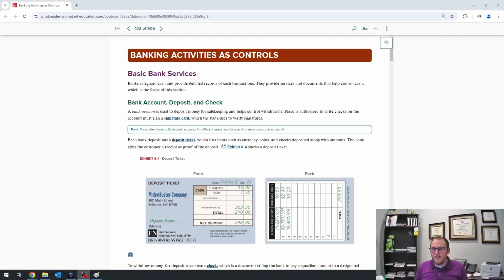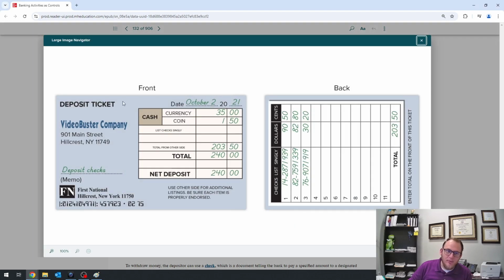And so it helps limit who has access to the cash in every single business. Every time a deposit is made into the bank account, the bank will issue what's called a deposit ticket, or sometimes it's called a deposit slip, which lists items such as currency, coins, and checks that are deposited along with the amount. So here's a good example of a deposit slip. The date that the deposit was made is on this slip, and then it lists out what exactly was deposited. So we had currency of $35, that would be cash, the dollar bills.